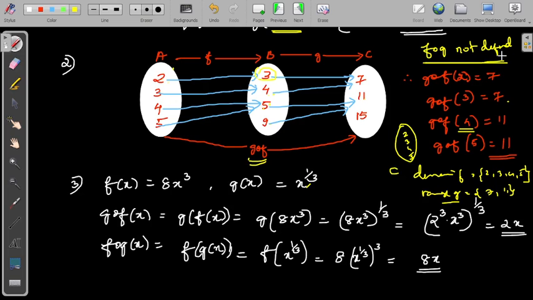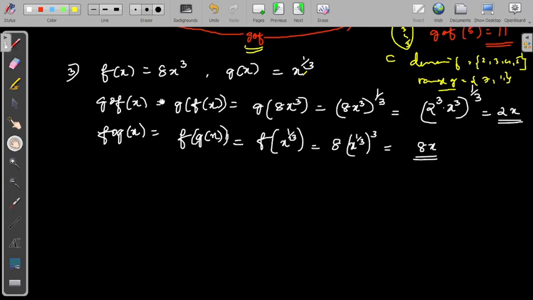That's why I had made a point in the beginning that if g composite f is defined, there is no guarantee that f composite g is also defined. There is a guarantee if range of g is equal to domain of f or a subset of domain of f. Now the third example, one more example.